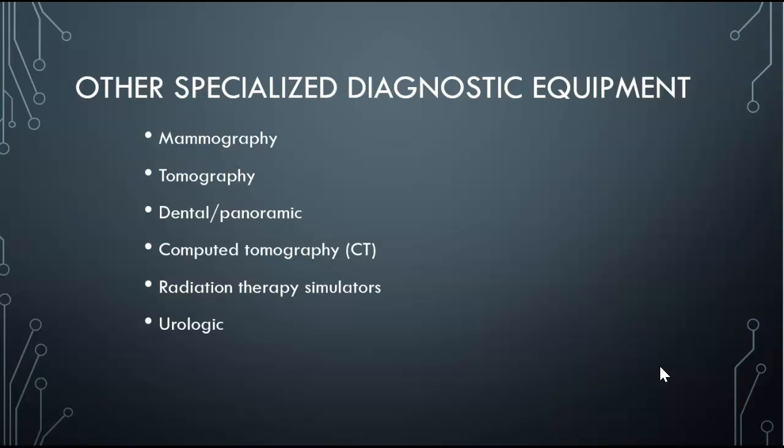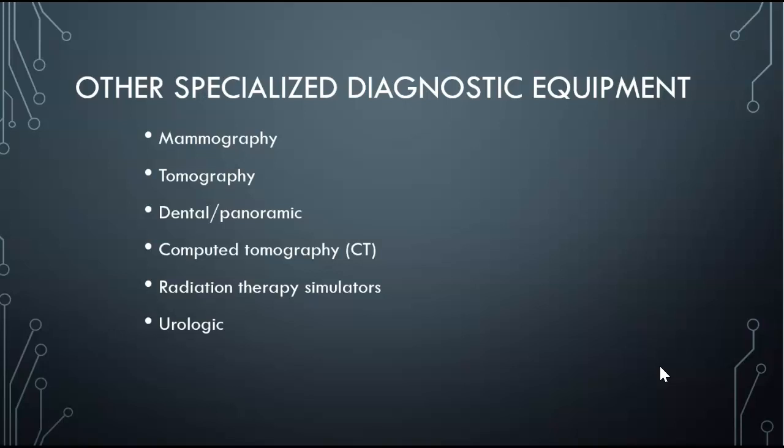Pretty cool. We also have computed tomography, which uses an x-ray tube, and it has rows of detectors that intercept the radiation, and it spins around the patient at a very high speed. There's radiation therapy simulators. The simulators help with radiation planning, so they can see exactly where the tumors are, and it's a different table that they use. So pretty cool. And then urologic.